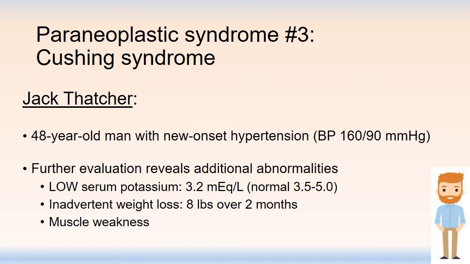This patient's name is Jack Thatcher, and he's going to be an example of the third paraneoplastic syndrome we'll talk about, which is Cushing syndrome. Jack Thatcher is a 48-year-old man, and he presents with just new onset hypertension. He has this elevated blood pressure. Further evaluation shows other abnormalities. His potassium is low. He's had some weight loss, 8 pounds over 2 months. He has muscle weakness, and you actually notice that he seems to have some muscle wasting.